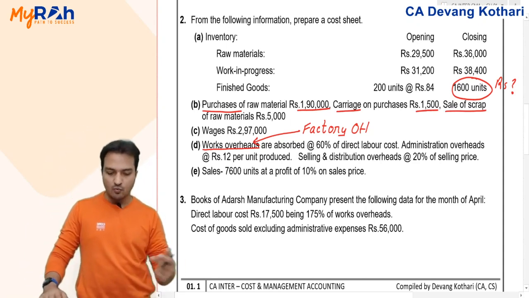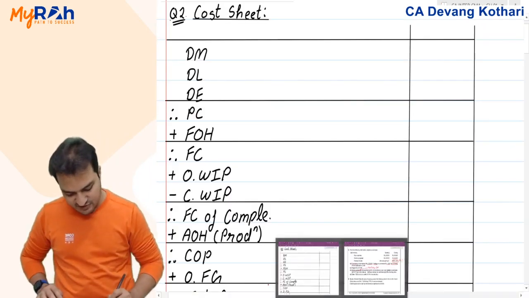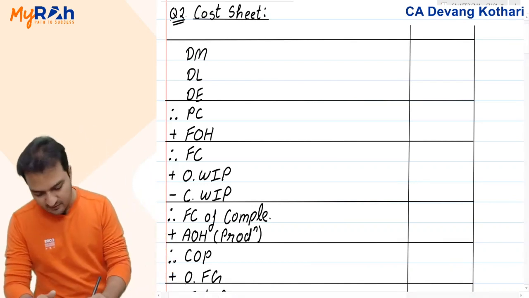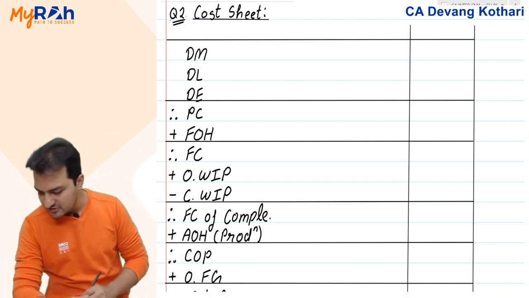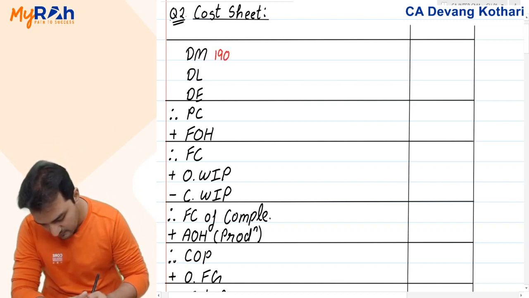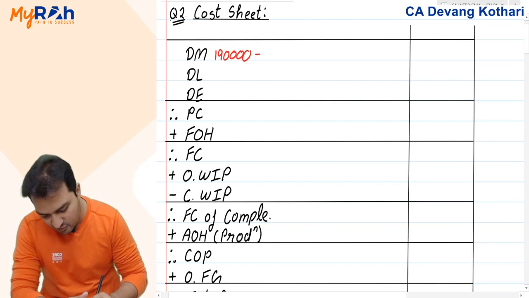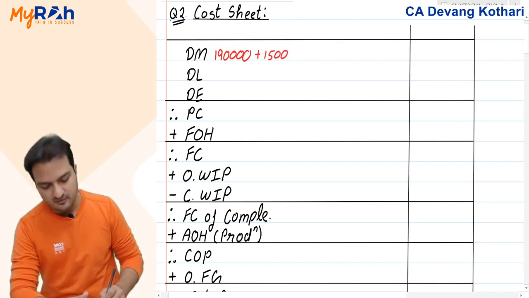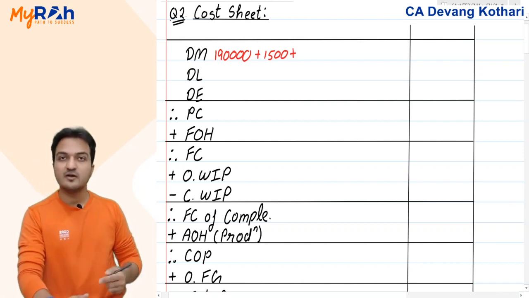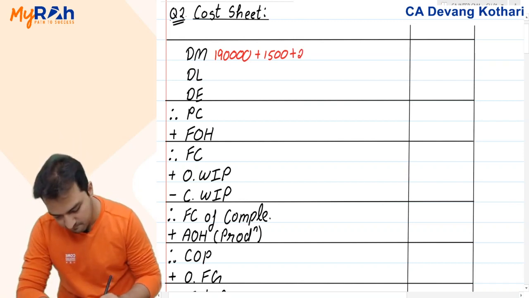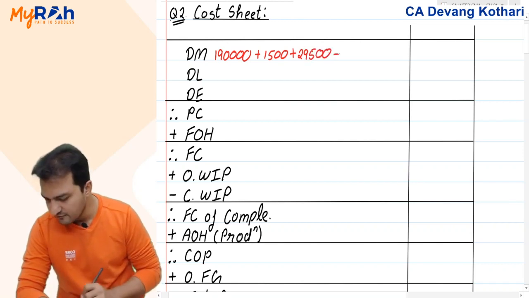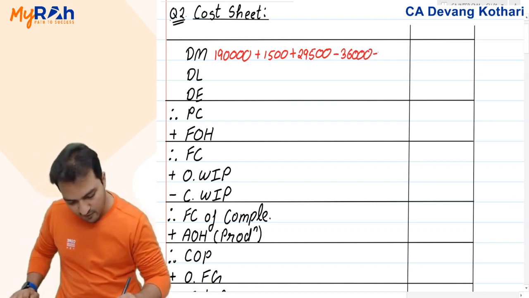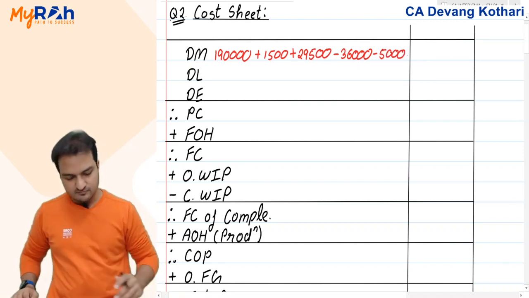So as per my format, for question number 2, I need some working note, but I'll not make a separate working note. Rather, notice, I'll just show the working over here. Remember your working note too. You start from purchase, which is given 1,90,000. On that, you will add purchase expenses like carriage inwards. Carriage is given 1,500. And then on that, add opening raw material less closing raw material. Add opening raw material 29,500 given, less closing raw material given 36,000, and less scrap value from material given 5,000. So let us work out.